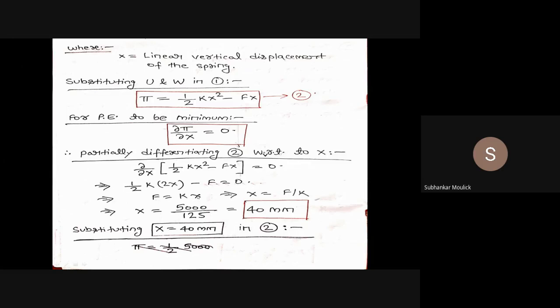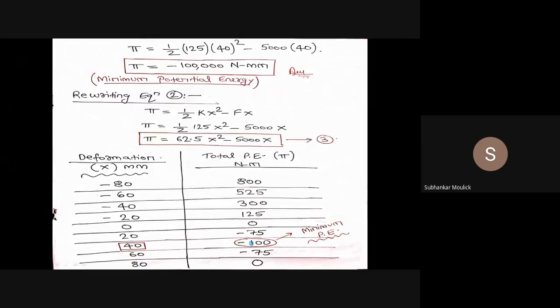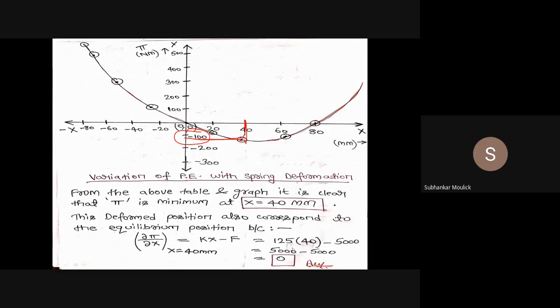We have this equation, that is f is equal to kx, or I can write kx minus f. K is 125. F is 5000. X, we have already calculated the minimum value, that is 40 mm. Put 125 into 40 minus 5000. So this del pi by del x, which is nothing but kx minus f, at x equal to 40 is coming out to be 0.